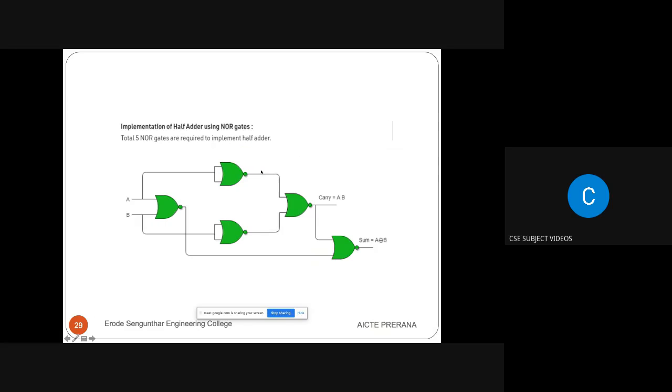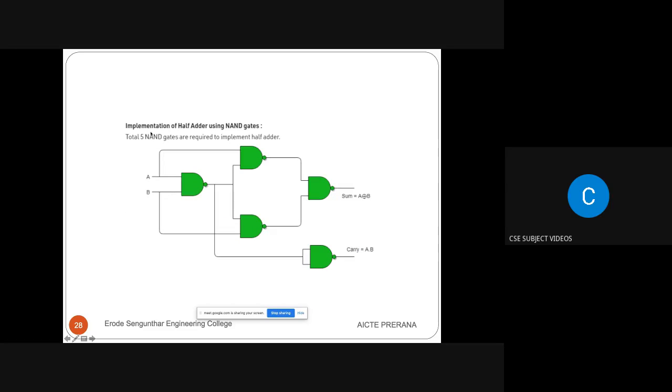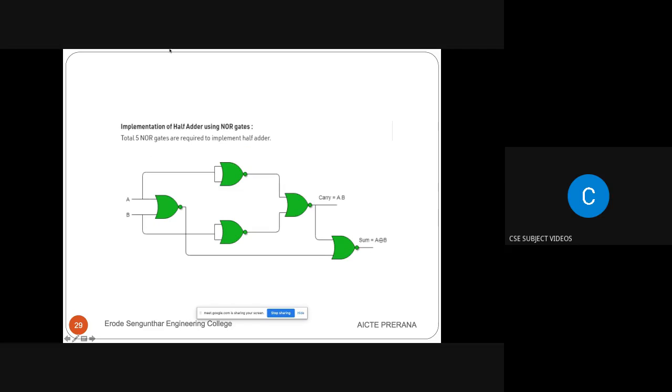And in the same way, vice versa, for NOR implementation, the vice versa operation of the NAND implementation has to be followed, so that we can have 5 NOR gates to implement the half adder. So this is the minimum number of gates. The minimum number of gates required for implementing a half adder using NOR gates or NAND gates is 5 gates. That is the solution.